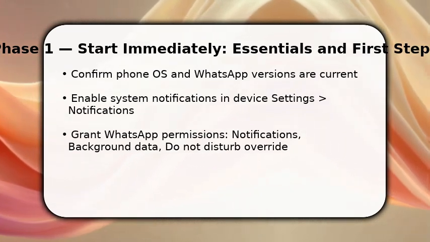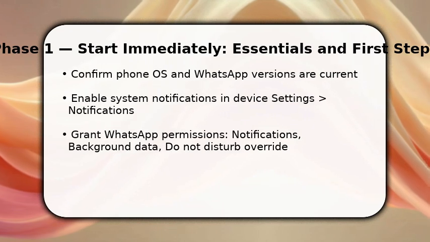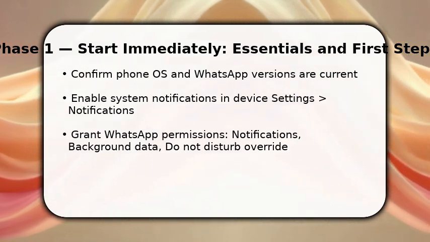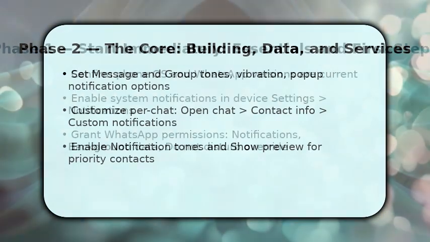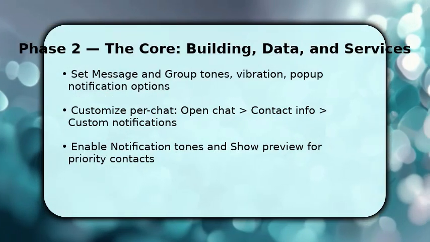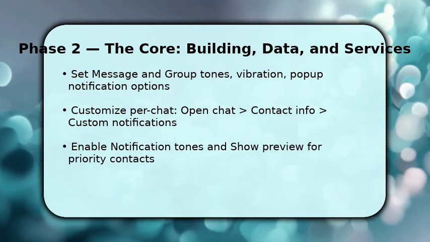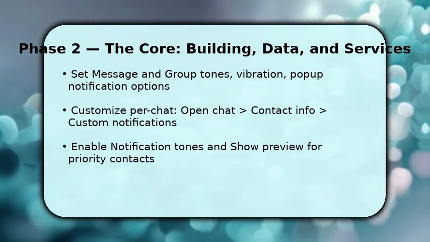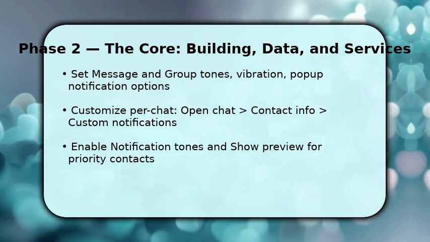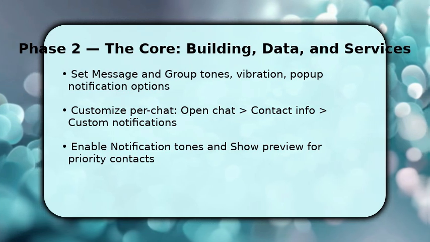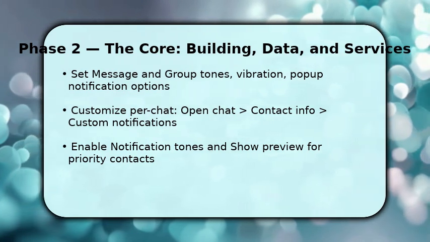Keep your phone unlocked long enough to accept any permission prompts, and accept notification access when asked so WhatsApp can show banners and sounds. Next, configure the in-app notification behavior for both messages and groups because defaults often mute group chatter. In WhatsApp settings, notifications choose message tone, group tone, and vibration patterns. Make sure pop-up notification is set to your preference so alerts appear on screen.